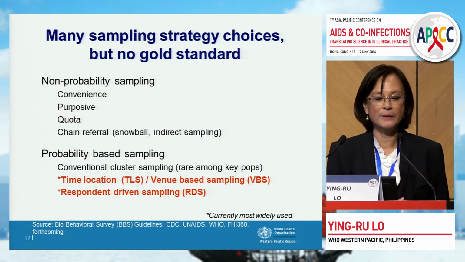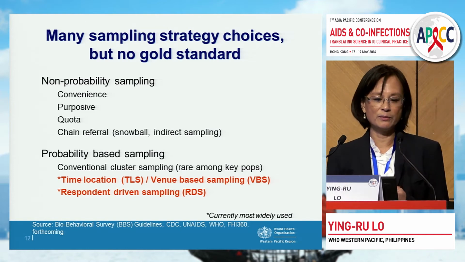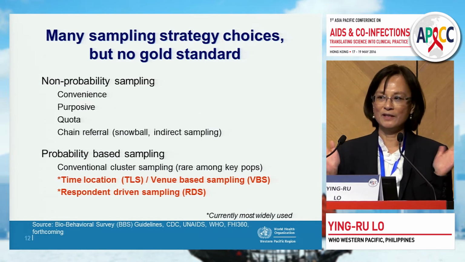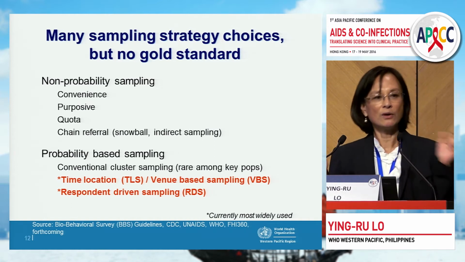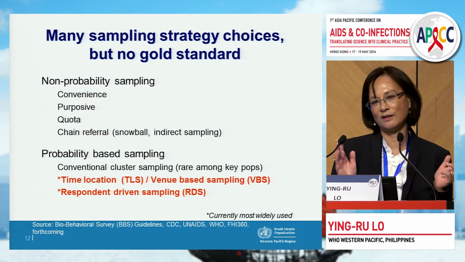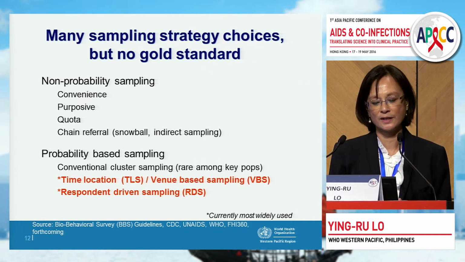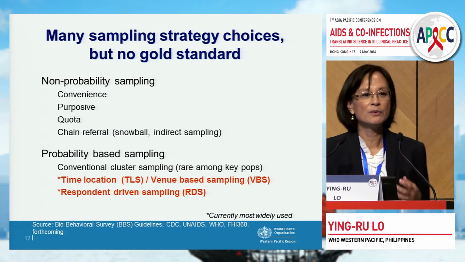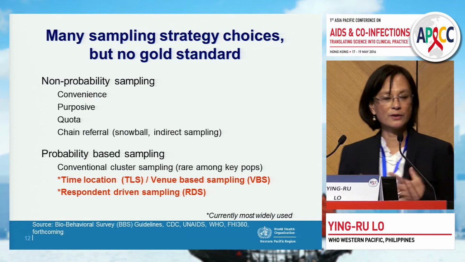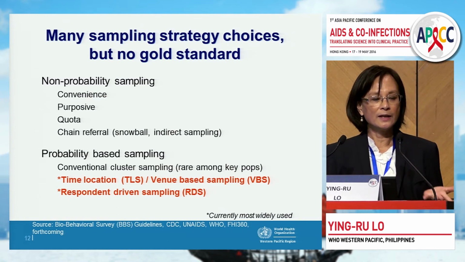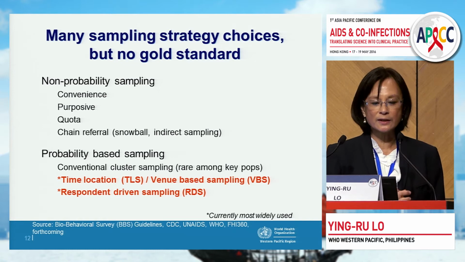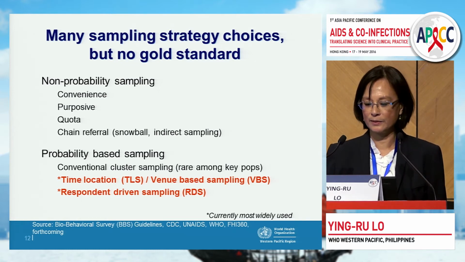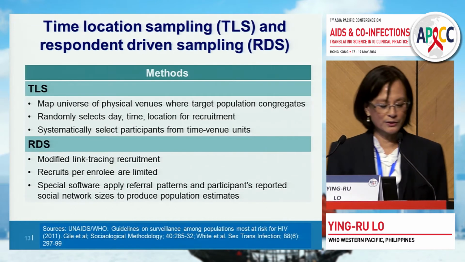The probability-based sampling is much more difficult to do, but there are surveys which have used these methodologies, which are a little bit better, but also prone to issues. So the best is the conventional cluster sampling, which has been rarely applied actually amongst key population surveys. The most commonly used are actually time location sampling or venue-based sampling and respondent-driven sampling. So what are we talking about?